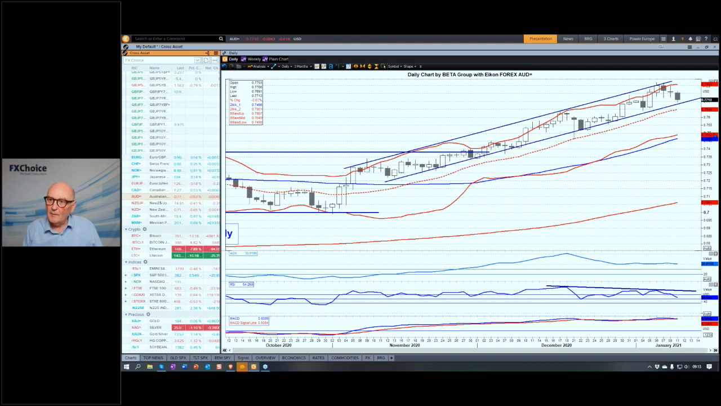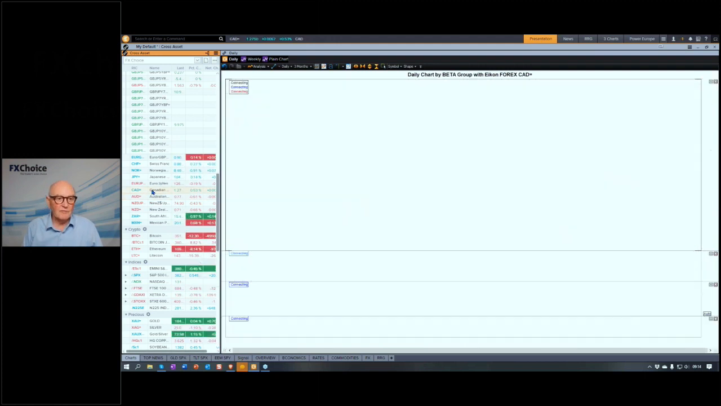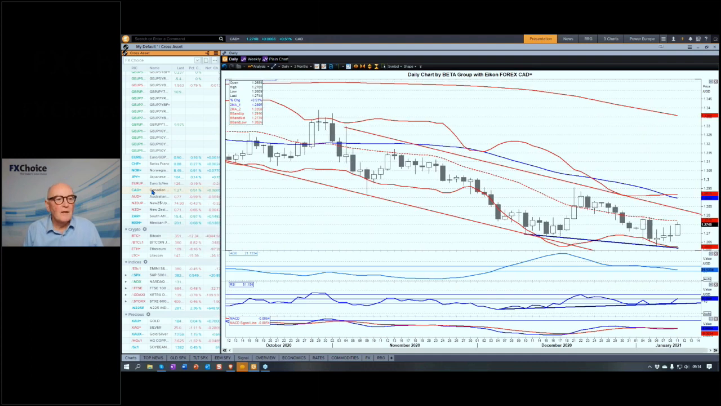So I wouldn't be at all surprised if it picks up support on this very narrow trend line and does it again like it did here and like it did here. If it breaks it, I think there's plenty of support, and this has further to go on the upside for the Australian dollar. Here we've got the Canadian dollar.